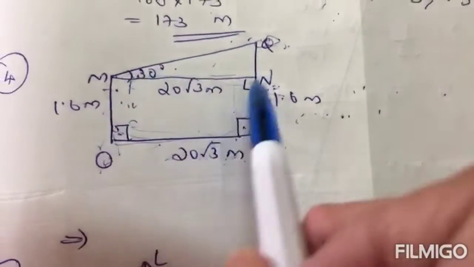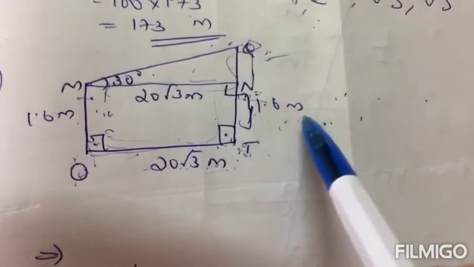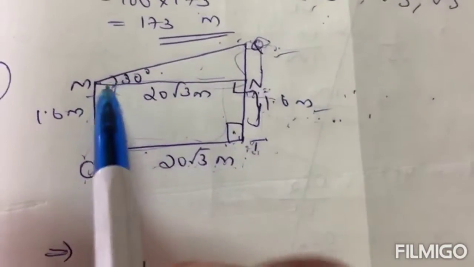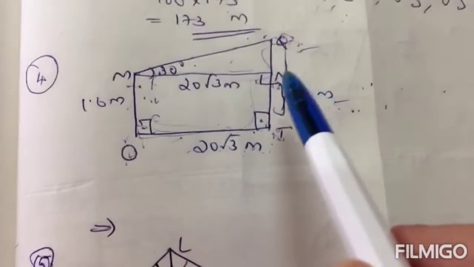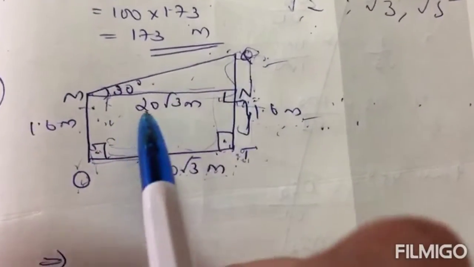Now we have a triangle here. We want to know this perpendicular height so that we can add this and this to get the height of the tower. What do we have? The base. So which formula can we use? Tan. Same way, tan theta is equal to QN divided by 20 into root 3.